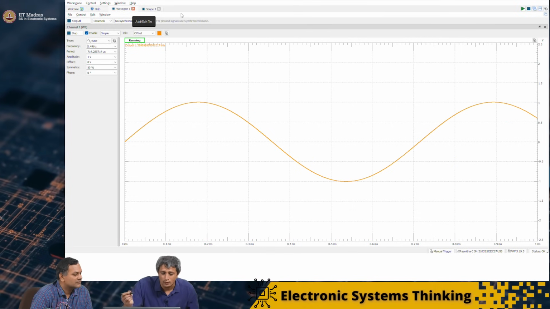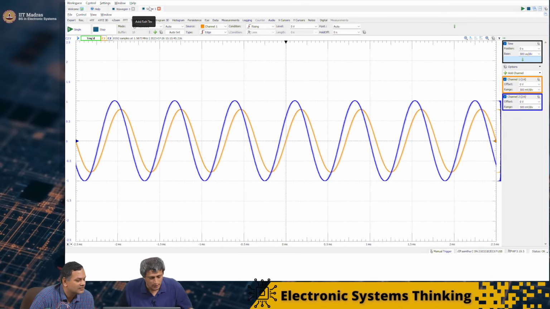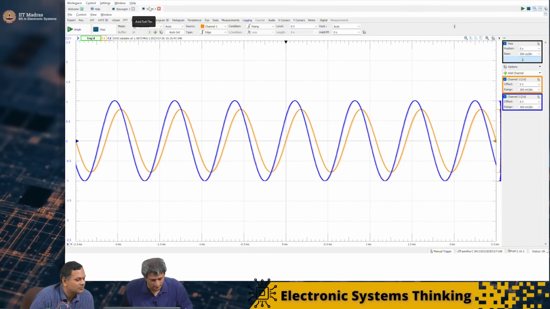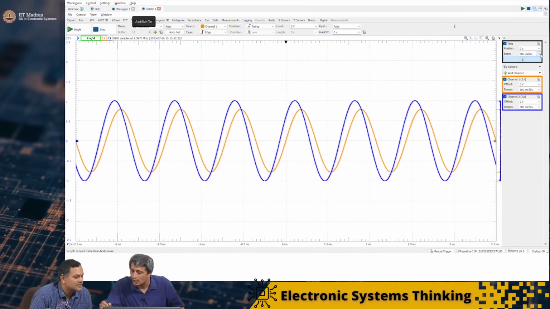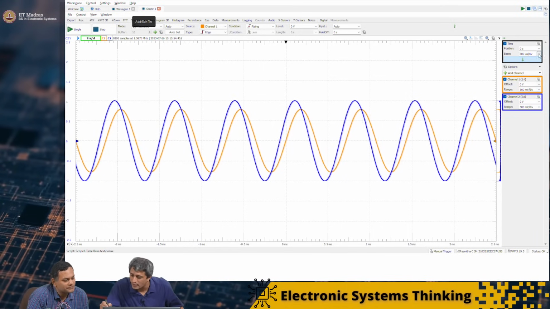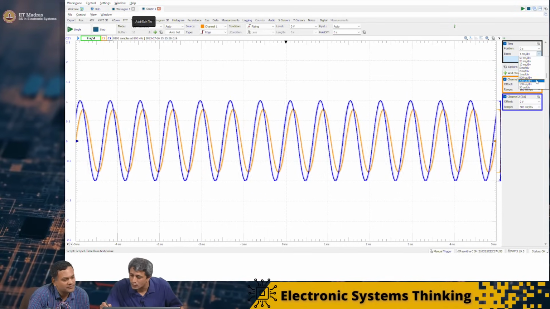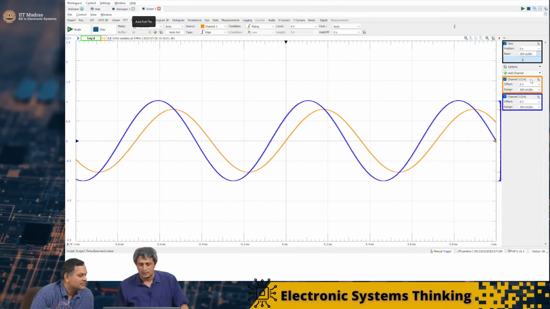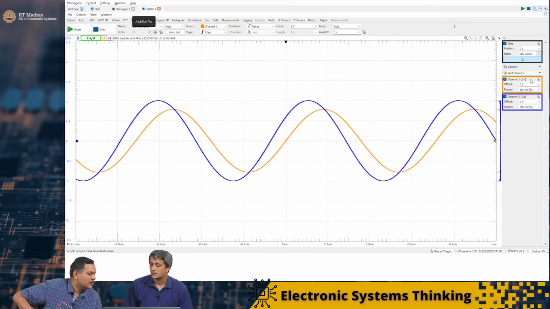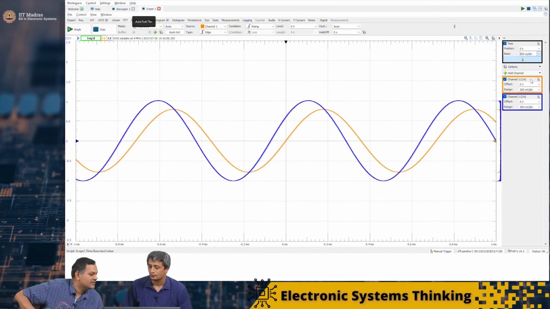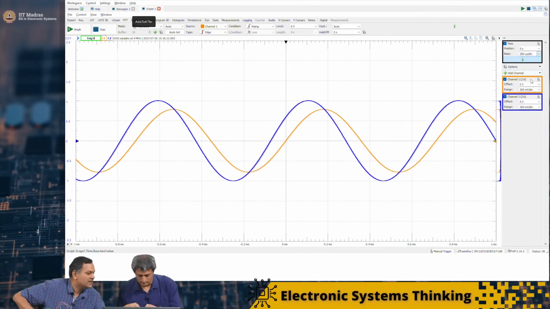Excellent. So now we'll go and see what happens. You see now the output has fallen to about 0.7. Is this 45 degrees? I can zoom in and check. The way to find out is to look at the delay in this and confirm. So the delay is about 0.1 milliseconds.